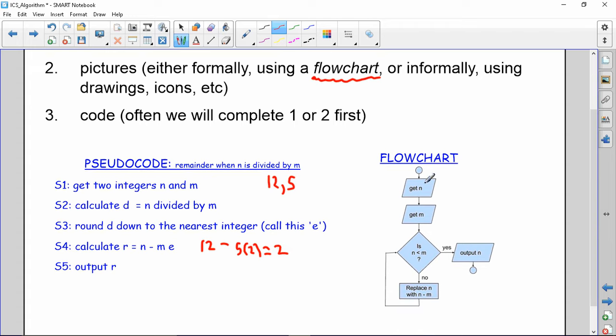A flowchart has these symbols, and this is the same problem in flowcharts, and you don't have to worry about the shapes and stuff like that. That's for later. You get the two values. Is n less than m? No. So then replace n with n minus m. So I'm going to subtract 5. So notice, I'm going to replace n with n minus m. So 7 minus 5 is now 2. N is 2. Is n less than m? Yes, it is. So I'm going to output n, and in fact, that does give me the right answer.